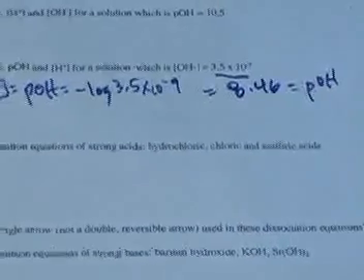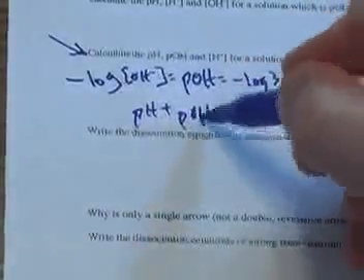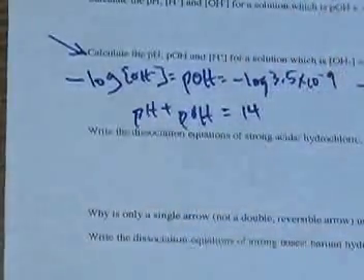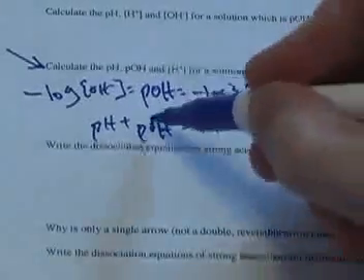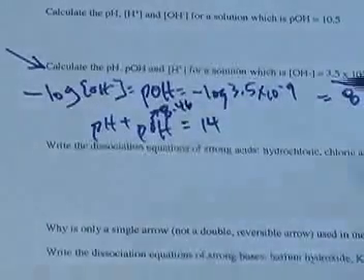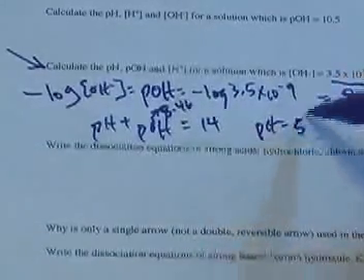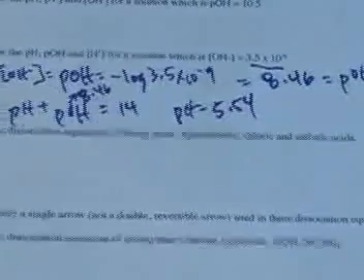Now, if you remember from the last problem, we have an equation that is pH plus pOH is equal to 14. Well, hey, I know my pOH right up here is 8.46, so plug that number in here, 8.46, subtract it from 14, and I end up with a pH equal to 5.54. Lastly, I want to find the H plus ion concentration.